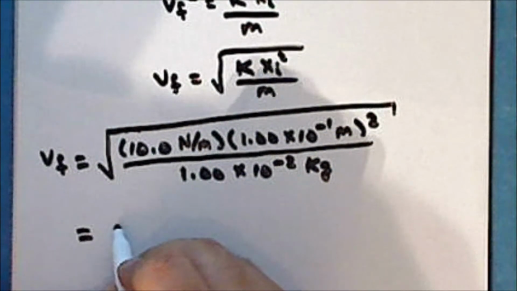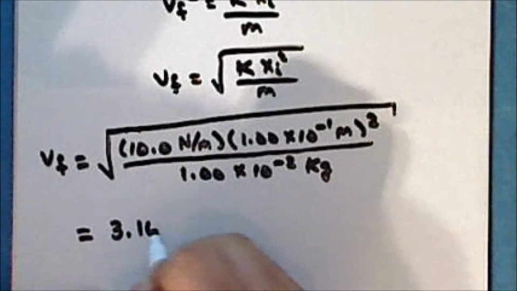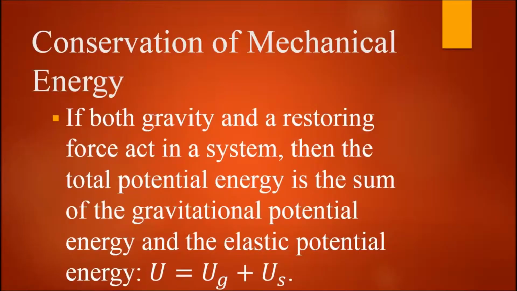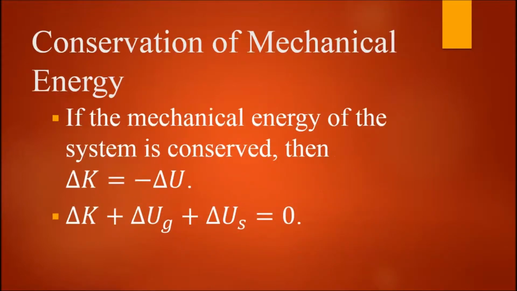And to three significant figures, this is 3.16 meters per second. Now, if both gravity and a restoring force act in a system, then the total potential energy is the sum of the gravitational potential energy and the elastic potential energy. And if the mechanical energy of such a system is conserved, then the change in the kinetic energy is equal to the negative of the change in the total potential energy. We can rewrite this equation in the form: the sum of the change in the kinetic energy plus the change in the gravitational potential energy plus the change in the elastic potential energy is 0.